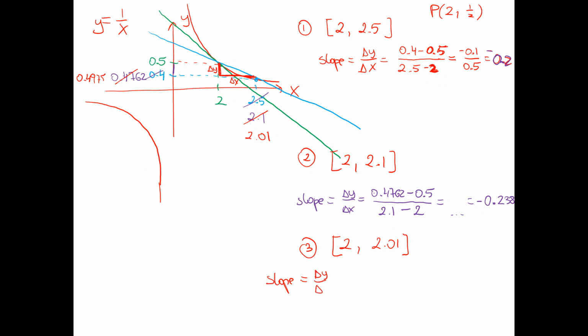Again, changes in y, changes in x. Now we have 0.4975, still minus half because it's that distance. And then the value of x is 2.01 minus 2. And when we use calculator, the slope is -0.2487. Okay, and then you can see that's the process.